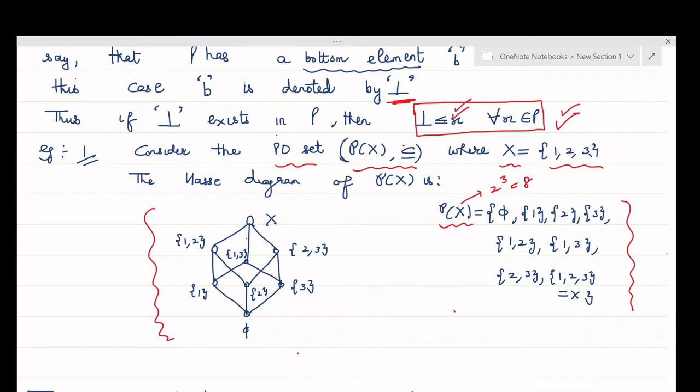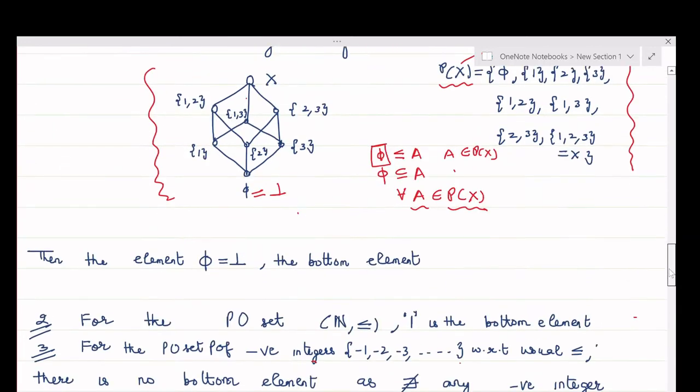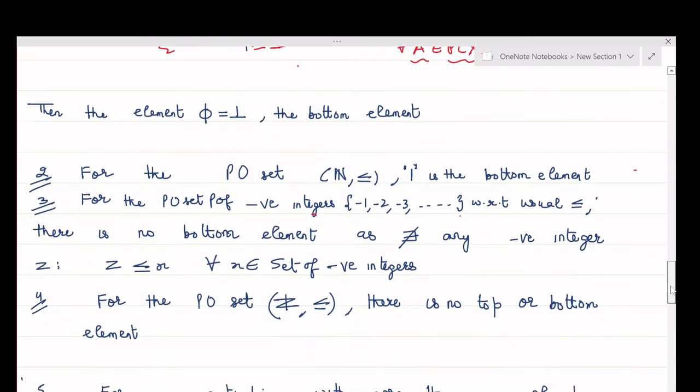From the diagram of the power set of X, it can be seen that the empty set phi is at the bottom, because the empty set phi is contained in A for all A belonging to the power set of X. If you pick any element of the power set of X, then phi will be contained in A, which means that phi is smaller than every element A belonging to the power set of X. So phi is acting like a bottom element, or phi is the bottom element inverted T in the PO set power set of X with respect to the inclusion relation. So this is an example of a PO set in which a bottom element exists.